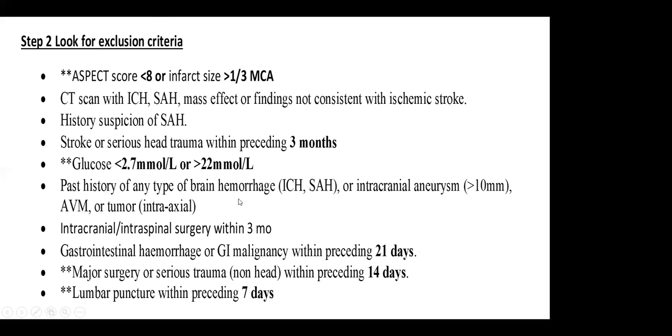Any past history of any type of brain hemorrhage, like intracranial hemorrhage, subarachnoid hemorrhage, or intracranial aneurysm of more than 1 cm, AVM or tumor, intracranial or intraspinal surgery within 3 months, GI hemorrhage or GI malignancy within the preceding 21 days, or any major surgery or serious trauma within the preceding 14 days, or any lumbar puncture within 7 days.